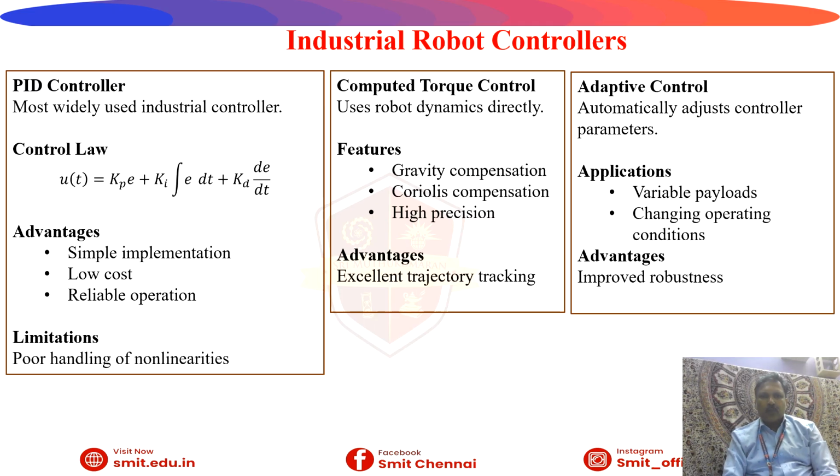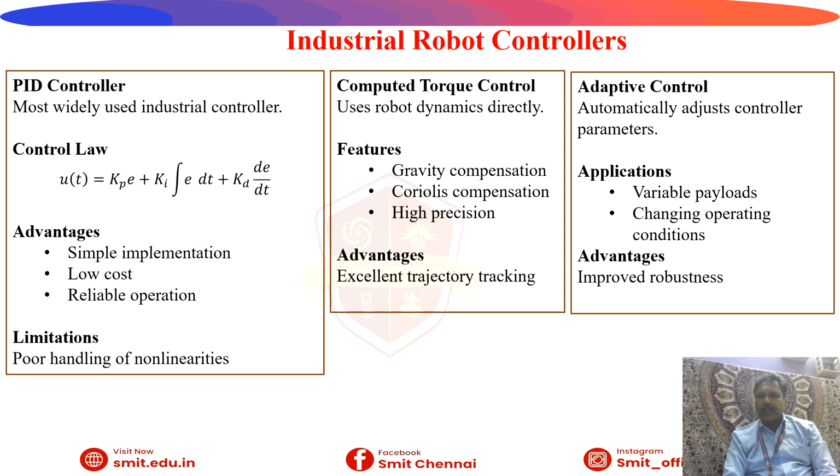Industrial robot controllers. The PID controller is the most widely used industrial control. Control law: u(t) equals Kp e plus Ki integral of e dt plus Kd de by dt. Advantages: simple implementation, low cost, reliable operation; but poor handling of non-linearities. Computed torque control uses robot dynamics directly. Features: gravity compensation, Coriolis compensation, high precision, and excellent trajectory tracking, which is advantageous.